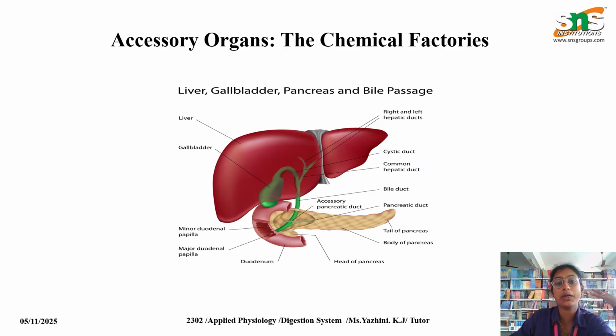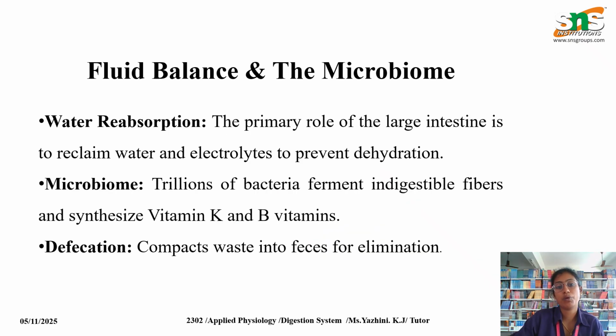Accessory organs act as a chemical factory supporting digestion. The liver produces bile, which is stored in the gallbladder, and the pancreas secretes enzymes and bicarbonate. They are not part of the GI tract but are vital for the digestion process. Water reabsorption prevents dehydration, and defecation eliminates the compacted waste, so fluid balance is crucial here. The colon reabsorbs most of the water and prevents diarrhea and dehydration, and finally defecation eliminates the fecal waste through the rectum. Assessing bowel habits in the patient helps spot issues earlier.